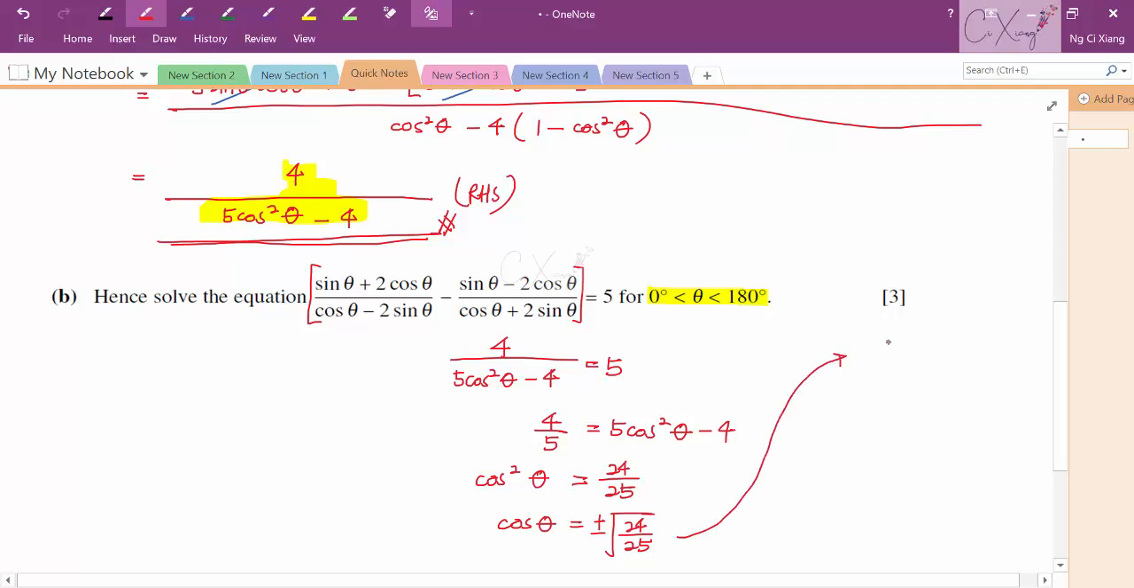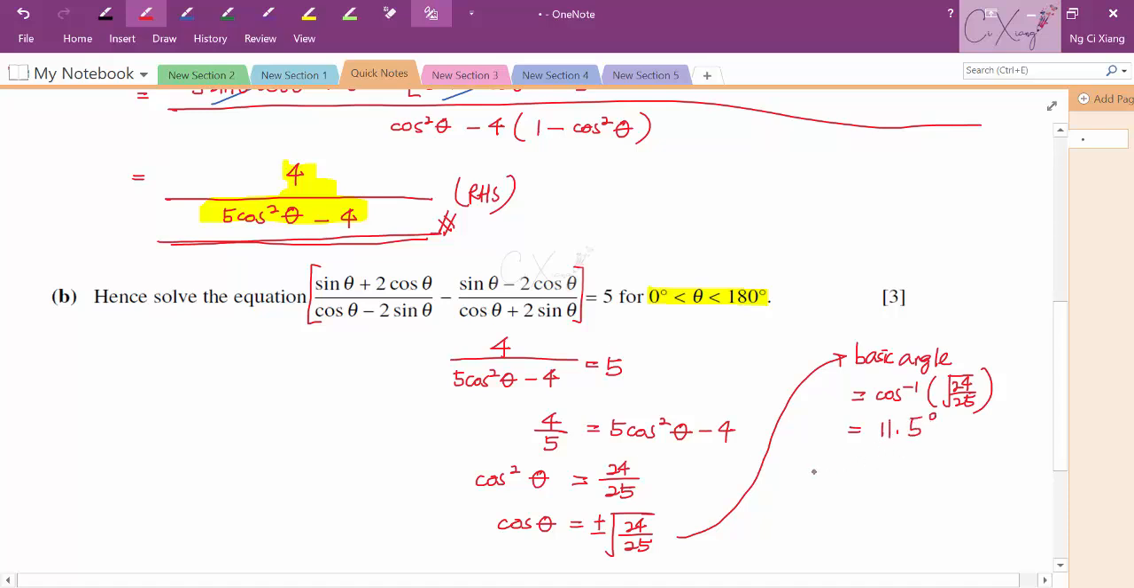After this step, to find out the angle, usually I will try to find out the basic angle first. So the basic angle is actually cos inverse. For us, we are having cos theta here, right? Therefore, the basic angle will be cos inverse of the square root of 24 over 25. And what I get is 11.5.